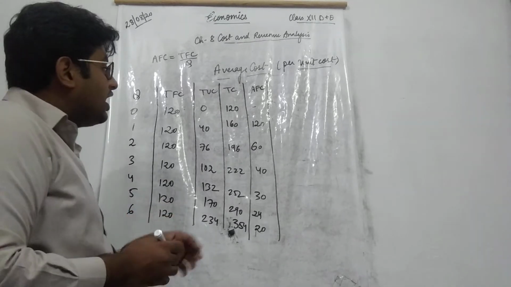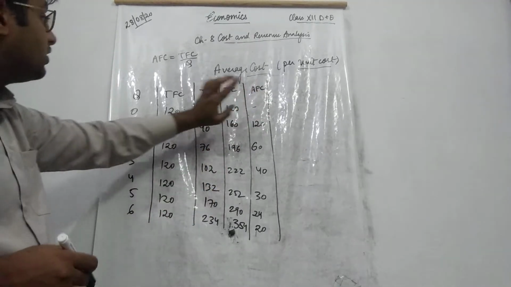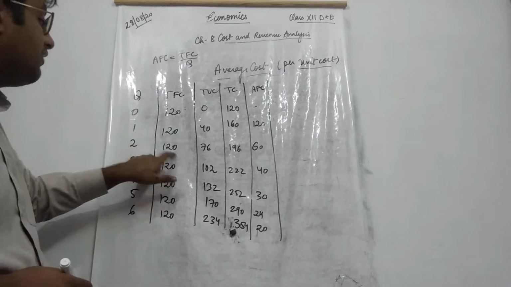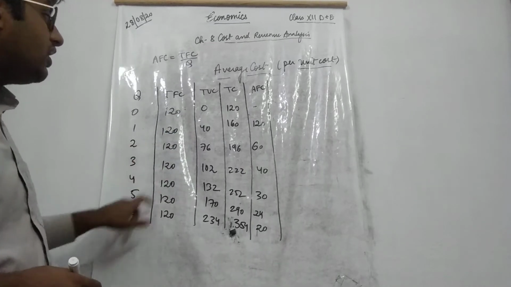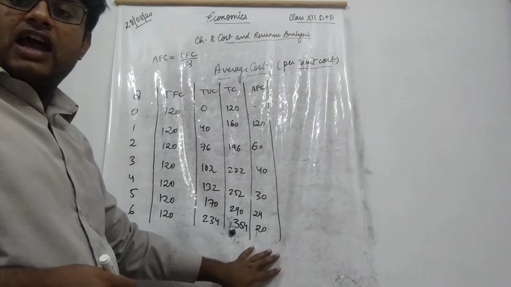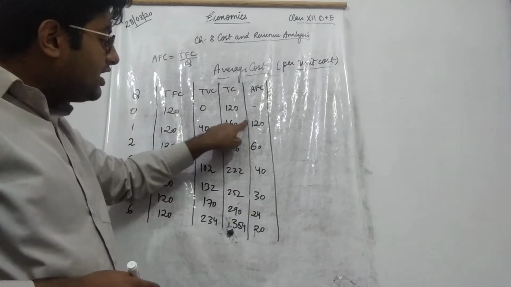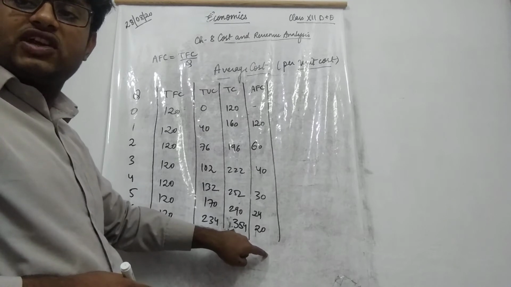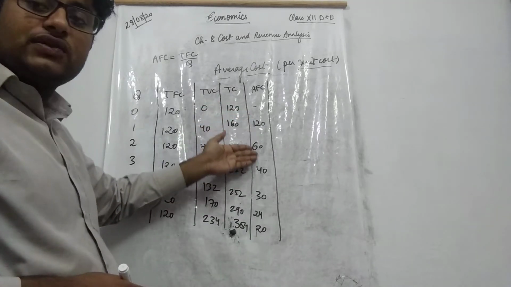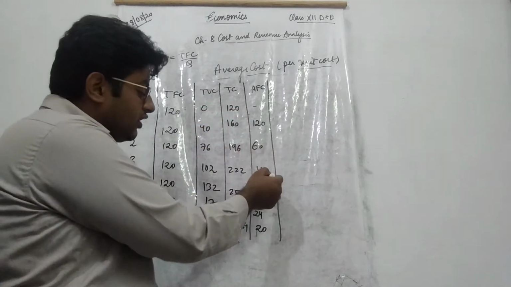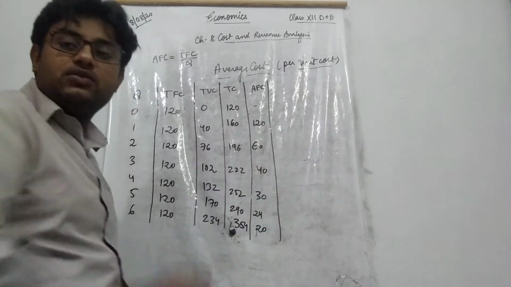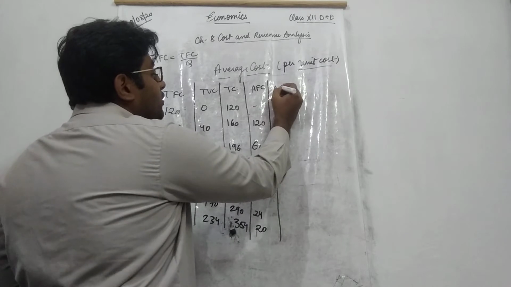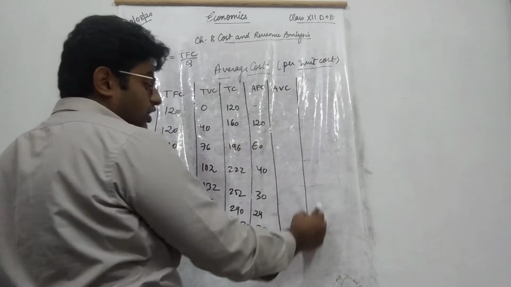See how we have calculated the average fixed cost? We have divided the total fixed cost by the corresponding level of output, and we have got our average fixed cost. And we can see that it is continuously falling. See the behavior in the schedule: 120, 60, 40, 30, 24 and 20. It continuously falls. Then coming on to the calculation of average variable cost.